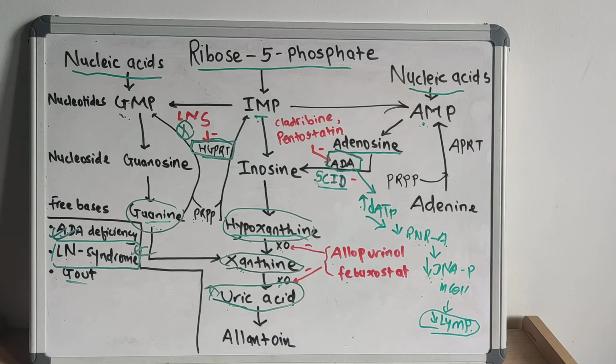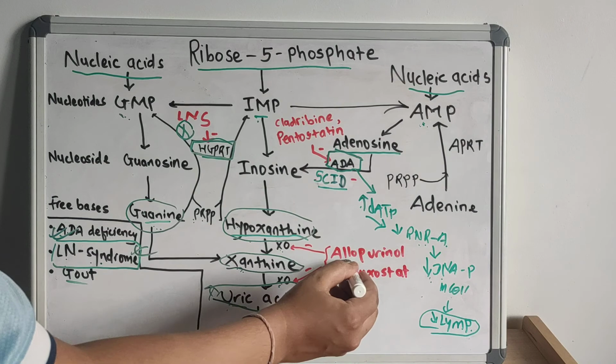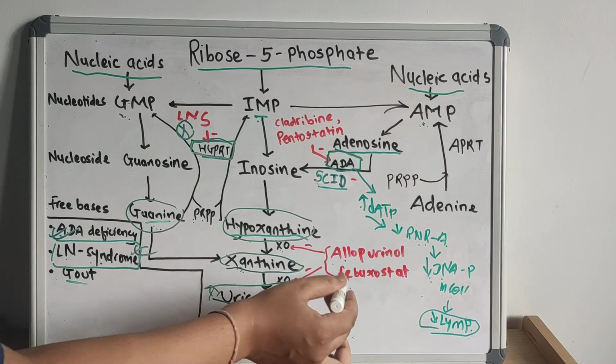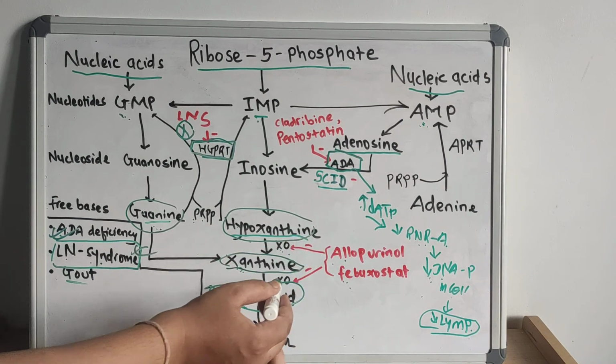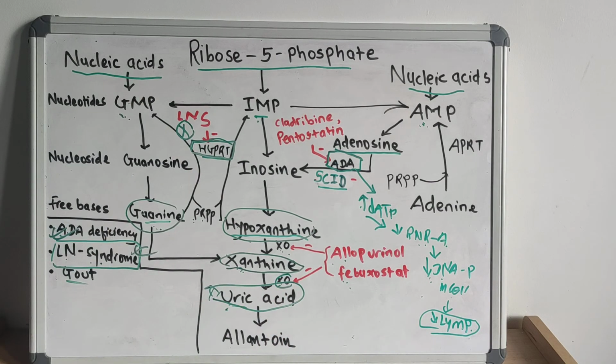Now in Lesch-Nyhan syndrome, the drugs that can be given are allopurinol or febuxostat, as they inhibit xanthine oxidase. Xanthine oxidase inhibition blocks the conversion of xanthine to uric acid, which will lower the production of uric acid.